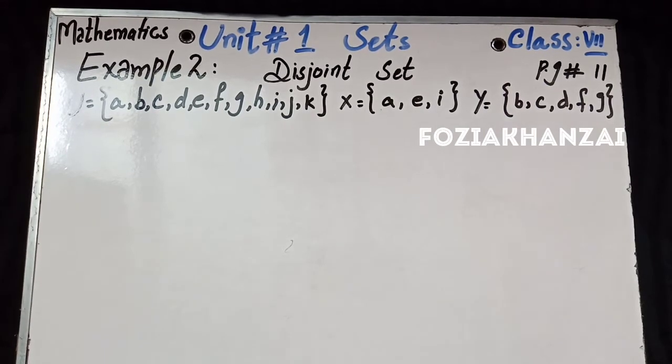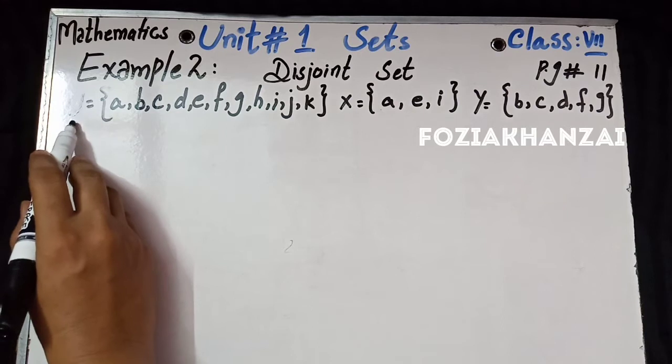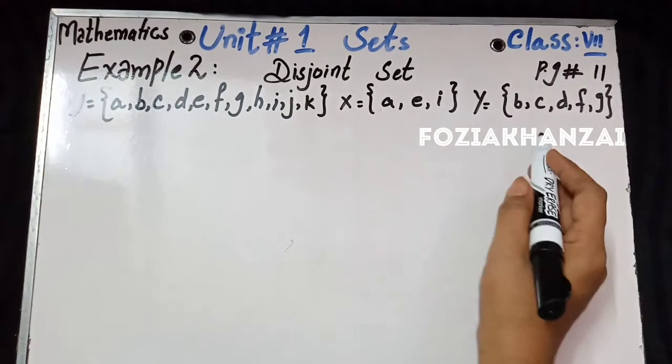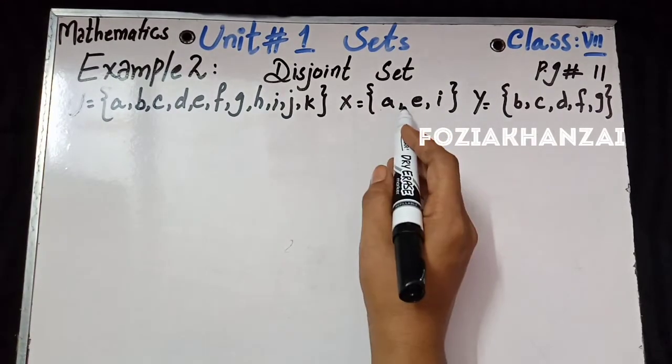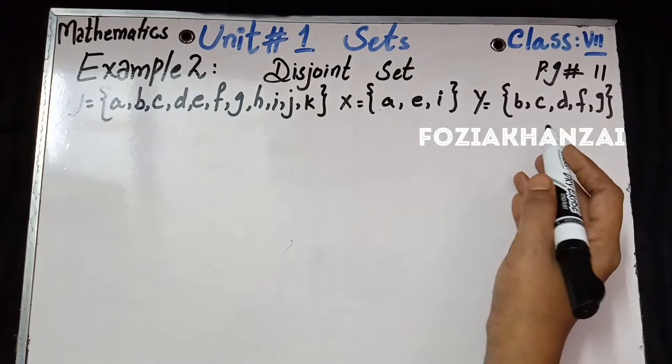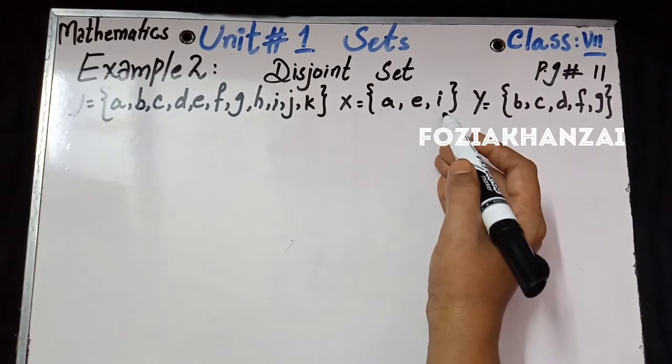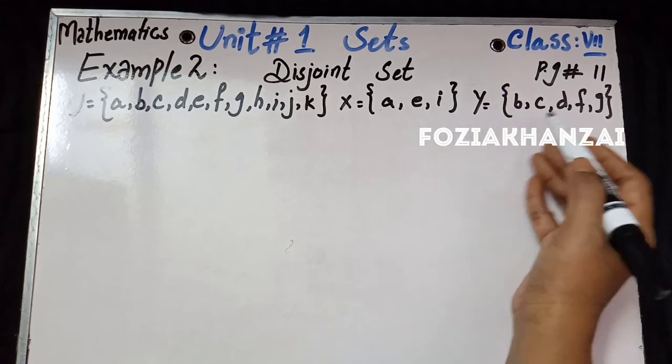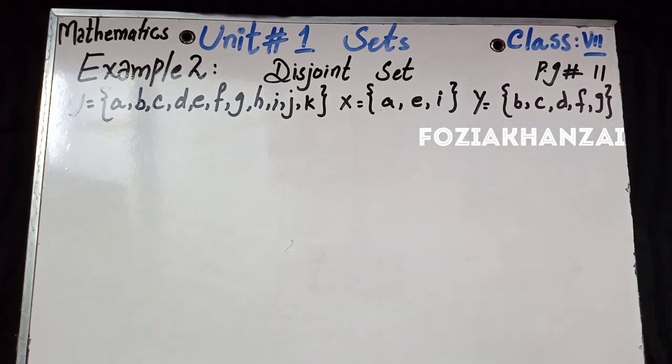Page number 11, Example number 2. Three sets are given in the book: set U, the universal set, set X, and set Y. Just check sets X and Y. A, E, I are elements of set X. B, C, D, F, G are elements of set Y.